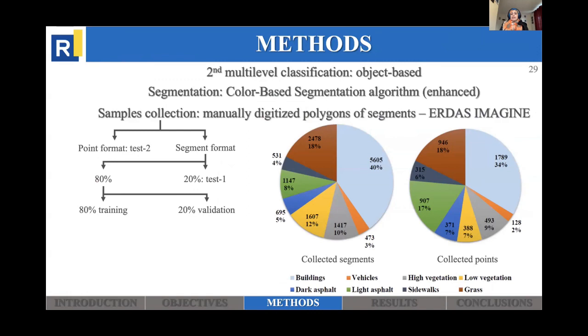The training data sets were collected manually using Erdas Imagine, and in this case, the format of the training data sets is segments. So 20% of the segments were held for testing the model, and the remaining 80% of the segments, the training segments, were subdivided into 80% for training and 20% for classification model validation. And those pie charts also show the share of each class in the collected training data sets in the segment format.